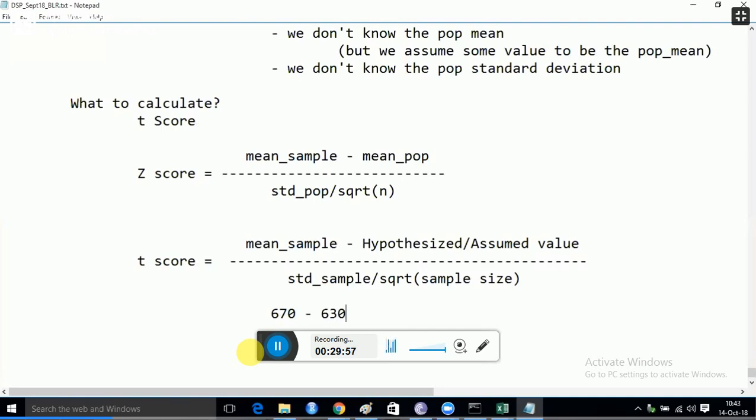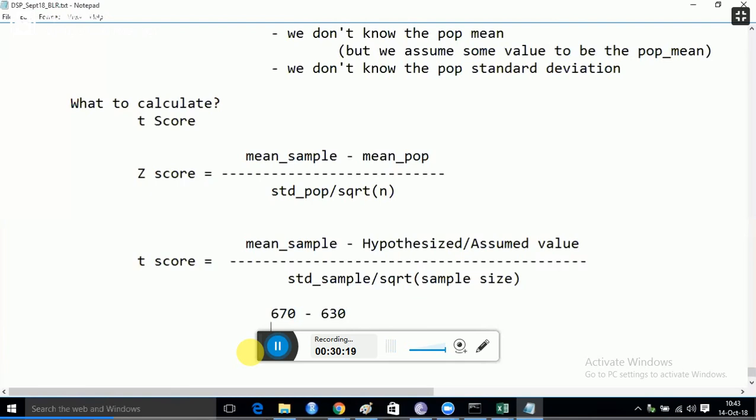We are assuming that 630 is the population mean because we are the management, right? 670 is the sample mean, simple. According to us, 670 is not representative of the population. It's just a mere sample mean, which these people have given me. I hope you're able to understand that, right?